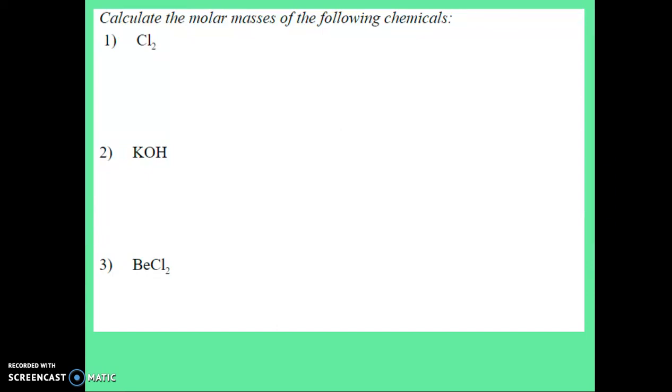So we have chlorine, remember a diatomic molecule, so those diatomic molecules still don't go away. I told you they were going to haunt you. So instead of it being chlorine, it's Cl2, potassium hydroxide, and then beryllium chloride.